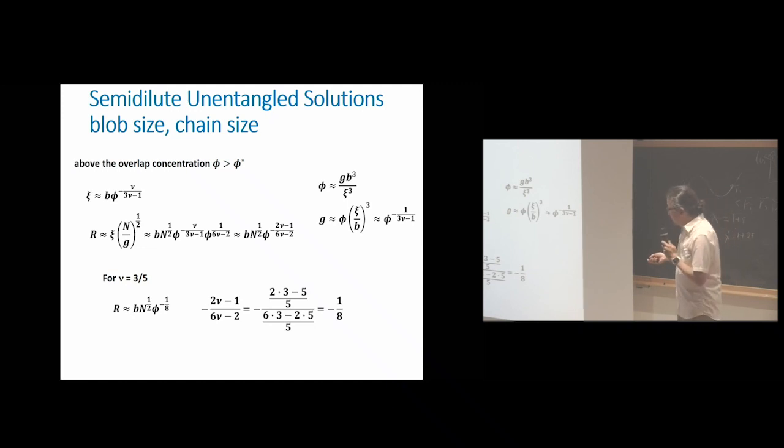Please remember what Professor Grossberg showed you for the case of a good solvent, nu equal 3/5: the phi dependence is minus 1/8. That's what you heard before. So I let you calculate the change here; this is a very weak concentration dependence.